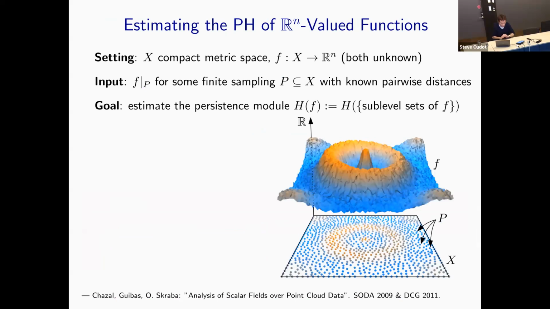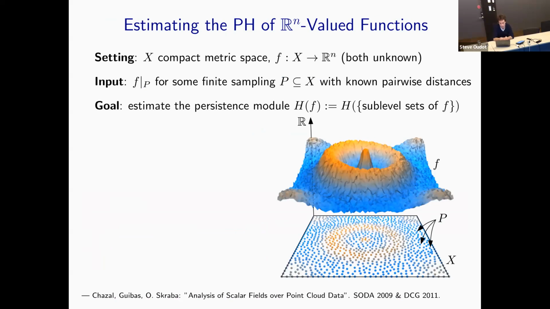Okay, so here is the problem as we phrase it. The setting is that we have a compact metric space. We're going to put a metric on our compact space because we want to build Rips complexes on it. And we're going to consider a real-valued function, an R^n-valued function on X. So the function is F, the space is X, and both of them are unknown. We do not have access to either of them.